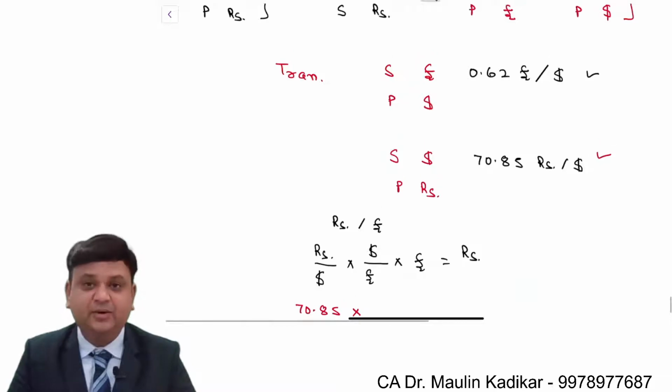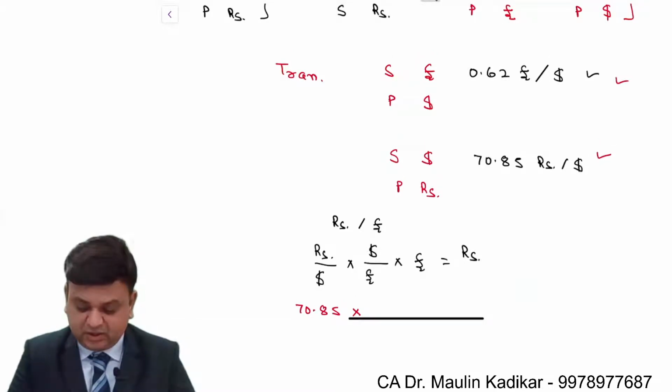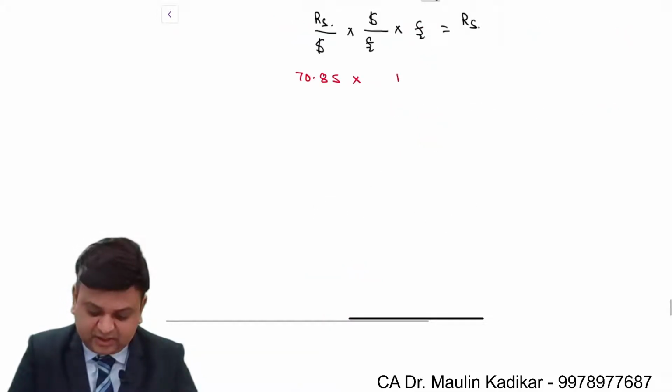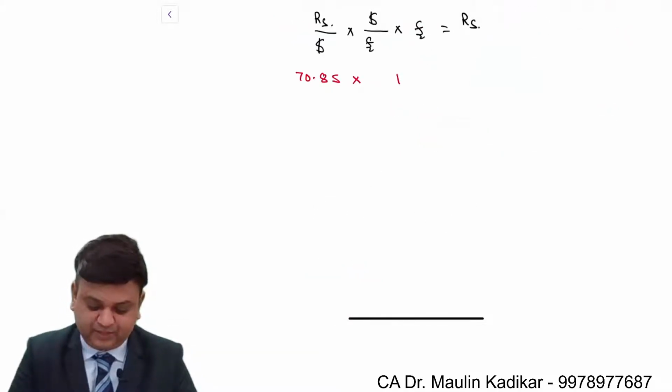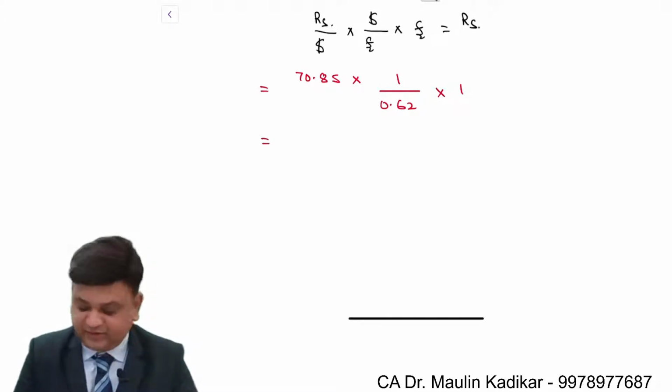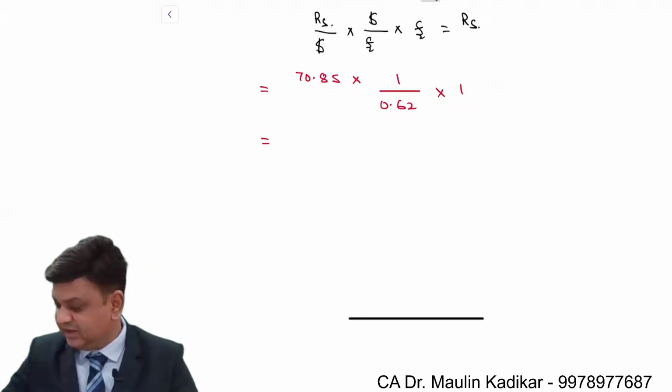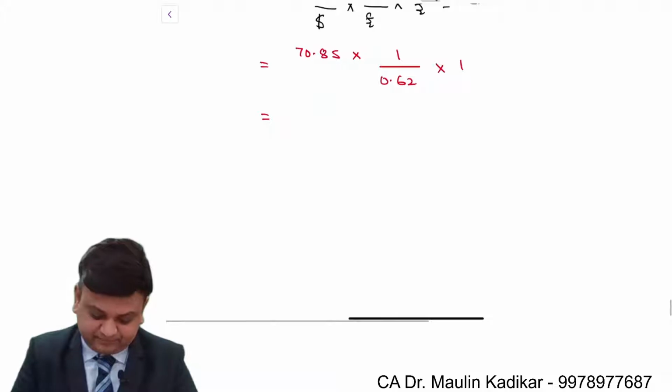I want dollar per pound, but the question is providing pound per dollar. So we are required to take the reciprocal value. So 1 divided by 0.62, multiplied with 1 because the answer is required per pound. So the final answer is 70.85 upon 0.62. That comes to 114.27.